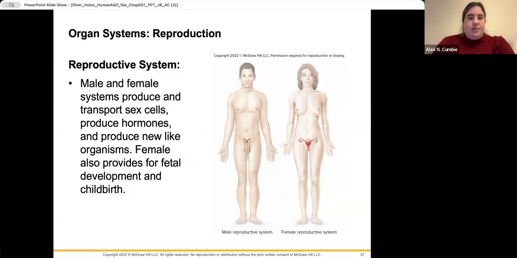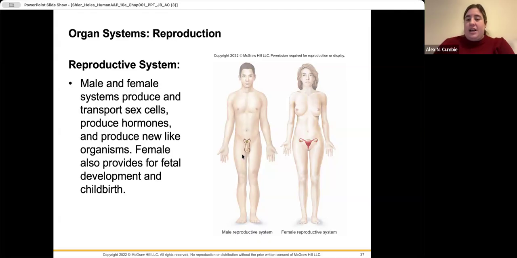This is our last organ system, I believe. Yes. Okay, so the reproductive system. We're not going to get too much into the reproductive system in this class in particular, but if you are super interested, I highly recommend taking an A&P class, anatomy and physiology. Your reproductive system here has both male and female because there are different structures. Their main function is to transport sex cells and produce them. They produce different types of hormones, which is why we saw these structures in the endocrine system. And we also have the production of new organisms in the female. The female reproductive system provides areas of support for fetal development as well as childbirth.